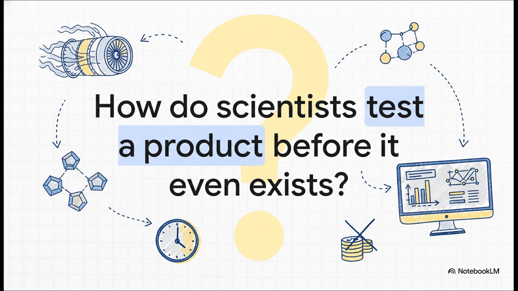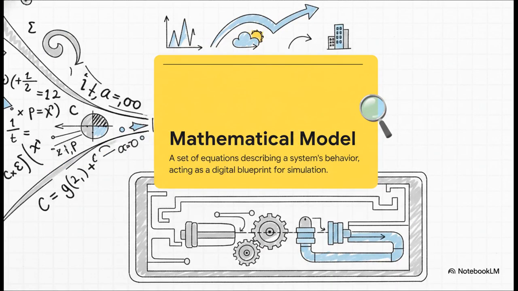So think about it. You're designing a brand new jet engine or maybe some revolutionary new metal. You can't just build 1,000 different versions and hope one of them works, right? That would be crazy expensive and would take forever. So how do you test, predict, and totally perfect something that's still just an idea on a computer screen? Well, the answer is a mathematical model.